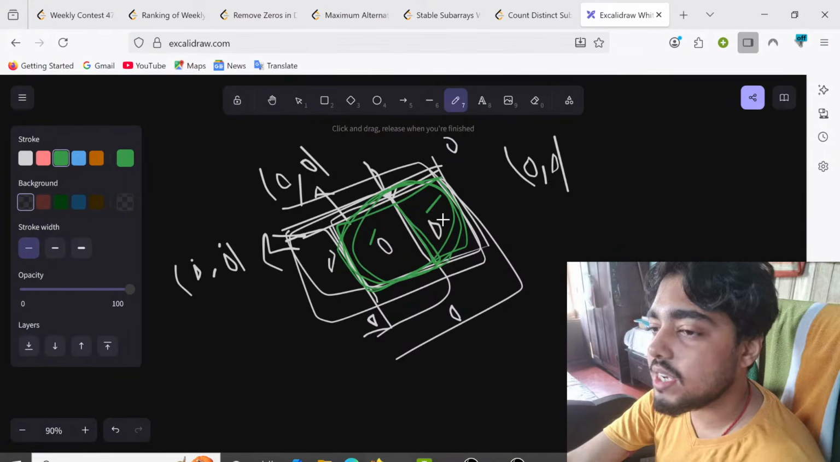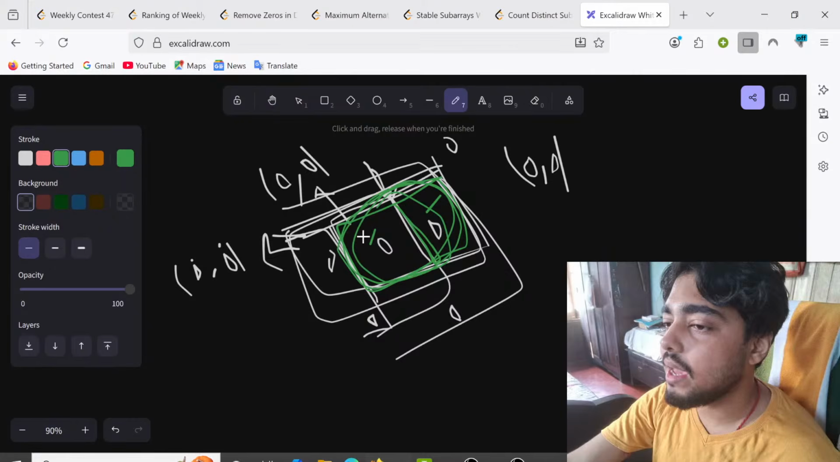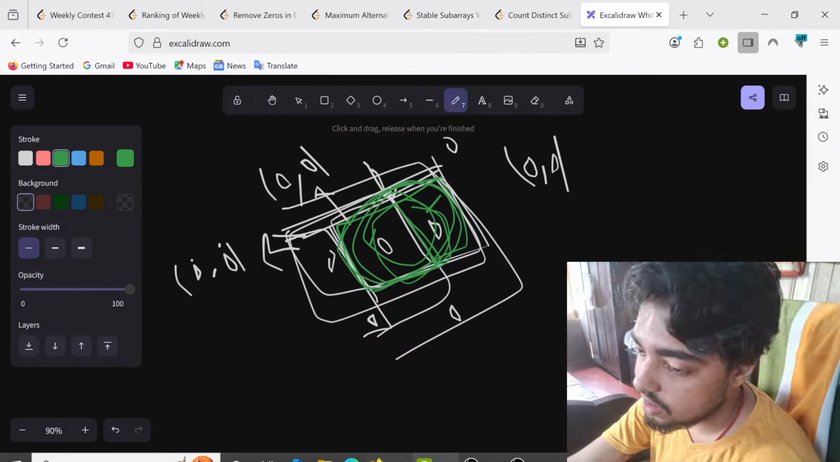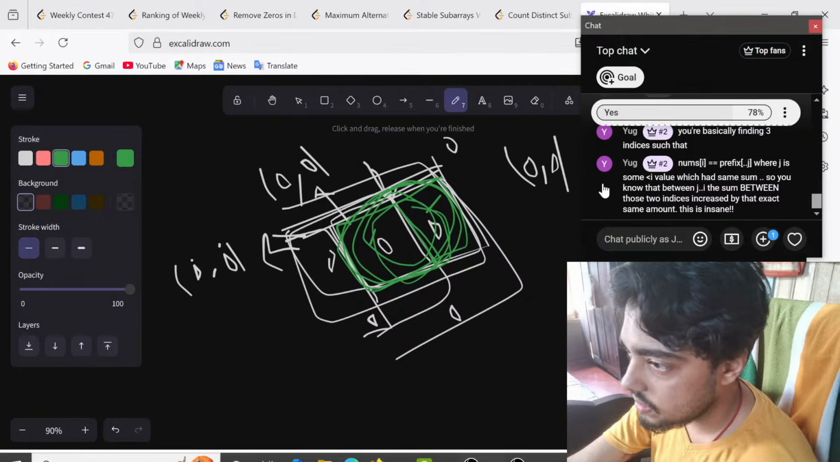According to the logic, it will seem like okay, this is a logical case, but we can't have any subarray with a length less than 3. So that is an invalid case. Okay.